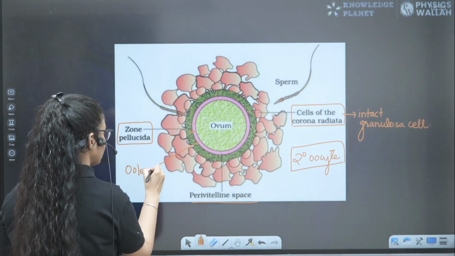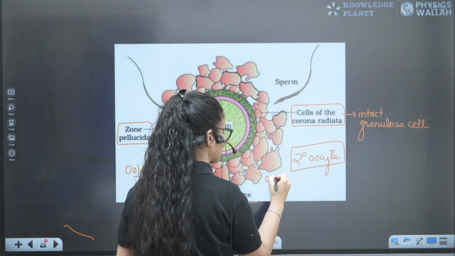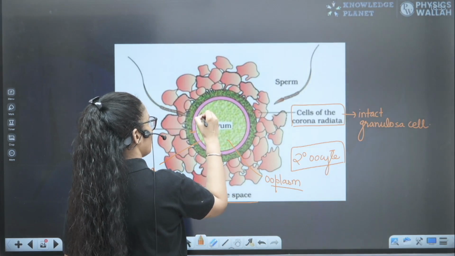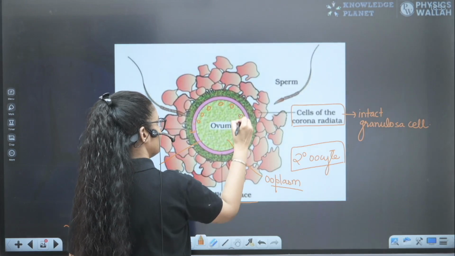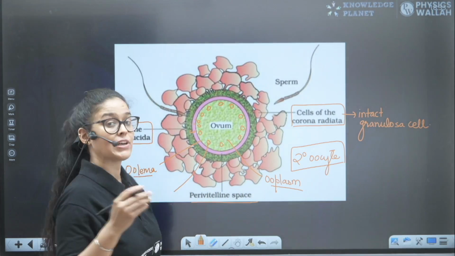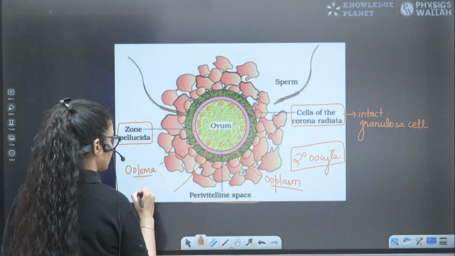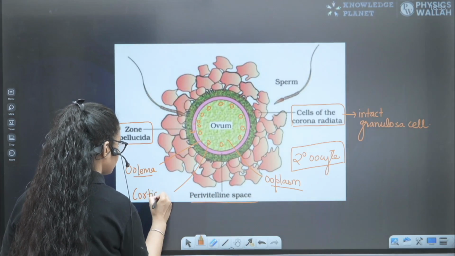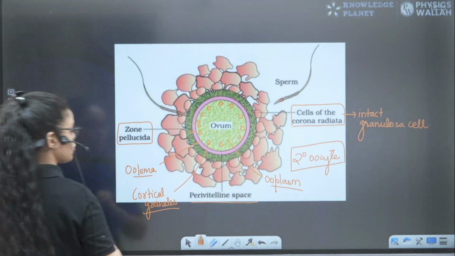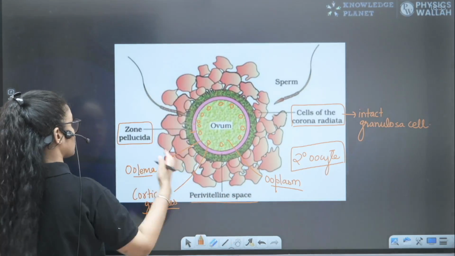Their plasma membrane is known as the oolemma, and their cytoplasm is known as the ooplasm. Oo means egg, plasm means cytoplasm of the egg. Plus, they have these small cortical granules inside them. We will see what their function is. They help in preventing polyspermy, meaning many sperm. They will prevent many sperm from entering the egg. How? We will see. They are known as cortical granules, which are filled with special enzyme granules, right? So this is how the secondary oocyte looks, and this is the structure present around it.